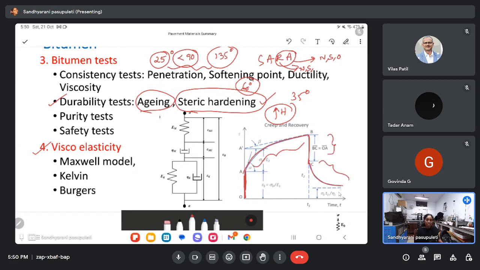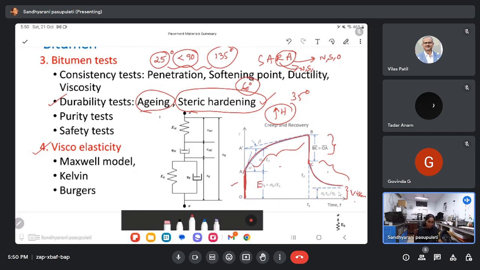At the end, whatever amount of time you give, if you observe the road, there will be a depression on the top surface. Even if you allow 100 years, that depression will not come back to the original position, because that is called plastic deformation or permanent deformation. This is due to the viscous nature of the bitumen. So bitumen has elastic, viscous, and also viscoelastic nature.